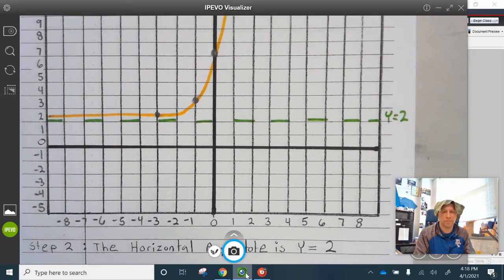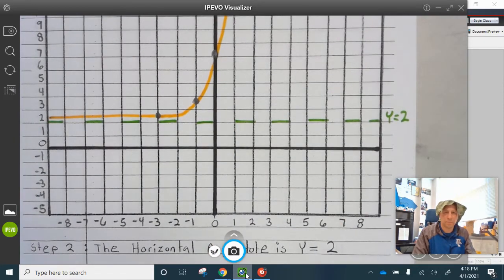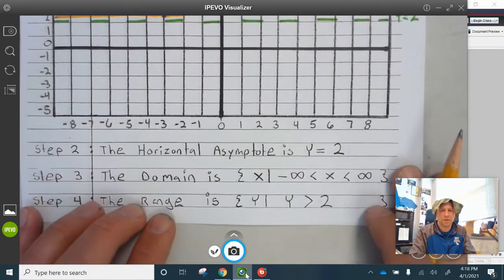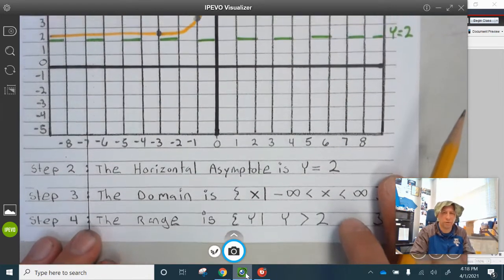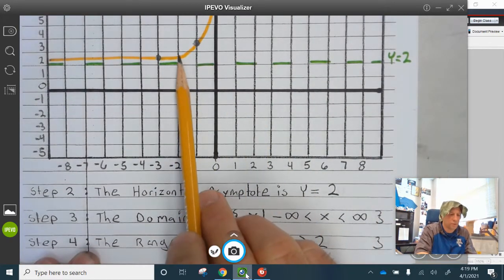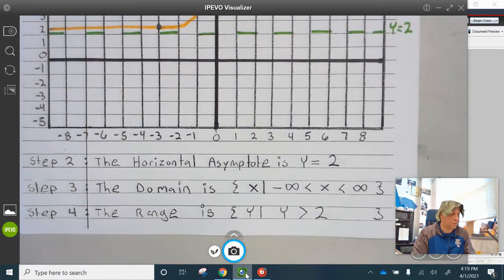All right. So go ahead and finish up your graph. Notice that I approximated the points, and that's okay. Step 2. The horizontal asymptote is y equals 2. Step 3. The domain is x such that negative infinity is less than x, less than infinity. Step 4. The range is y greater than 2. And you can see the range is greater than 2 because it's greater than the asymptote y equals 2. Okay? All right, go ahead and finish up example 2.